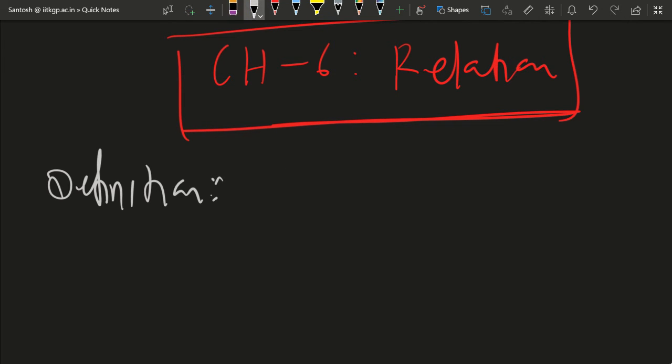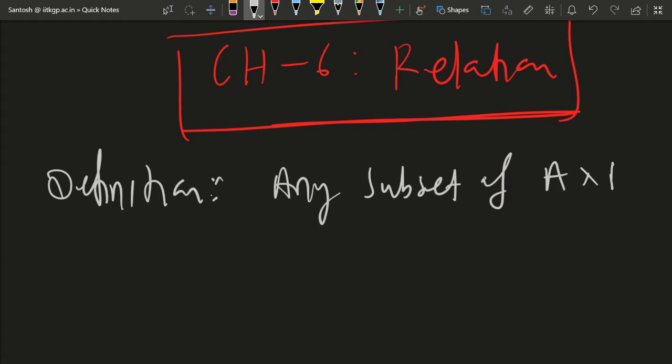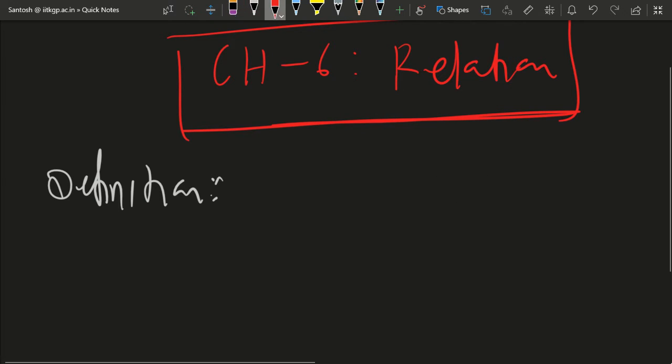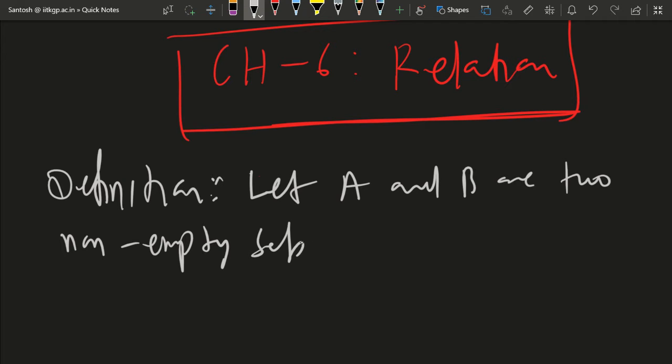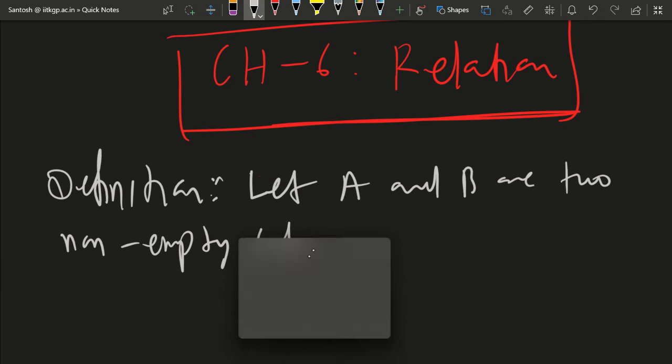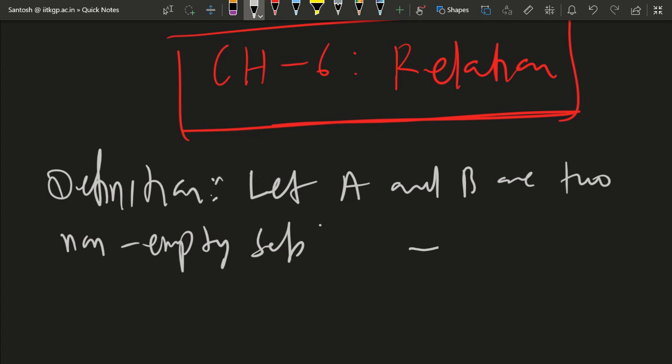Directly, I'm writing: any subset of A cross B. Before that, you may tell what is A and B. Let A and B be two non-empty sets, and we want to define a relation from set A to set B. You may consider a set as a family.